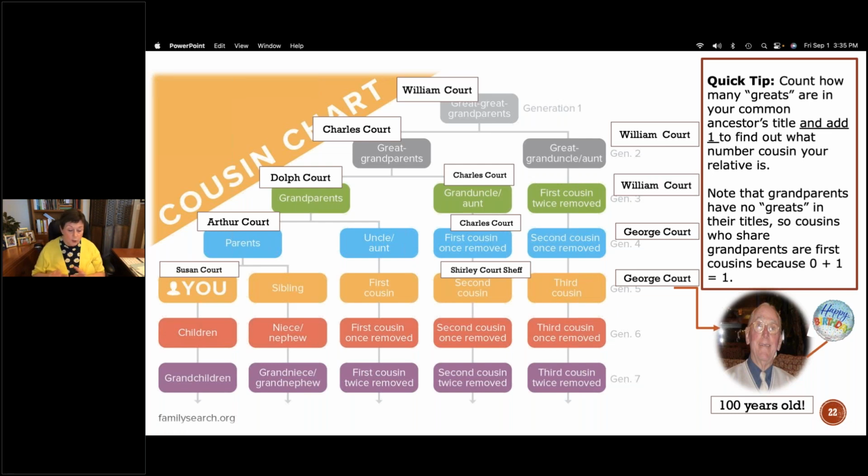However, keep in mind that this trick only works if you're the same number of generations removed from your common ancestor. Here, George Court and I share a great-great-grandfather, a second great-grandfather, William Court, who was born in Birmingham, England in 1800. So 2 + 1 is 3. George and I are third cousins.